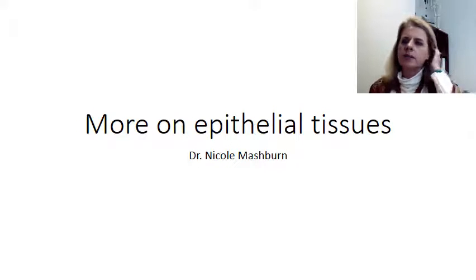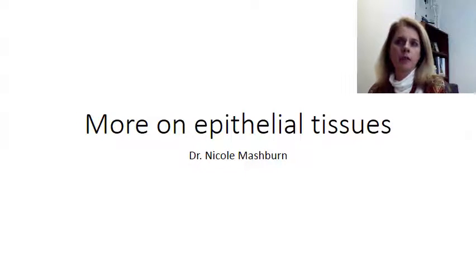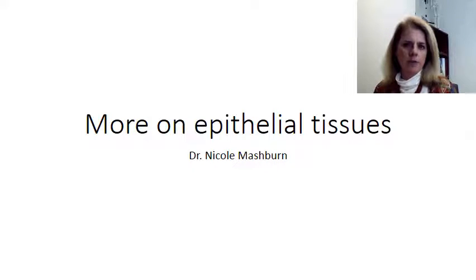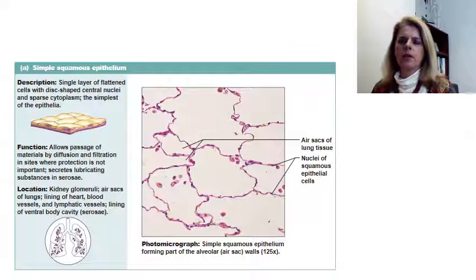All right, so we're going to continue our discussion about epithelial tissue. And so I want to focus on the different types and where you can find them and what they do. So we've got several slides and they're all going to look the same. And you're going to have the name of the tissue, a description of what that looks like, what it does, and where they're found. And then also a picture. And so this is going to cover some lecture and lab material.